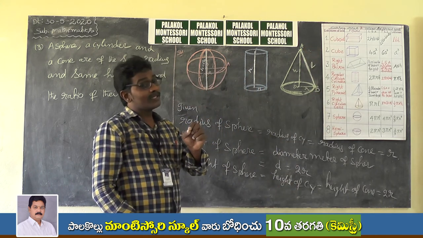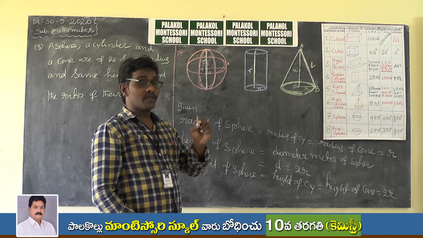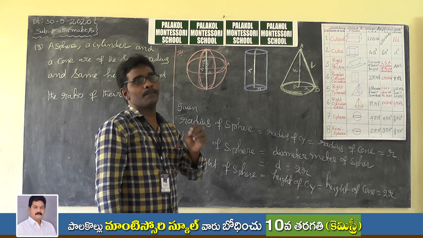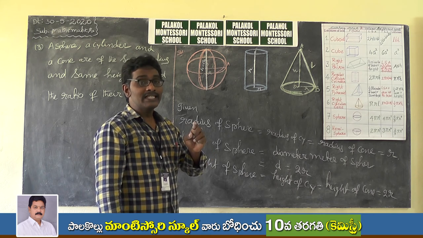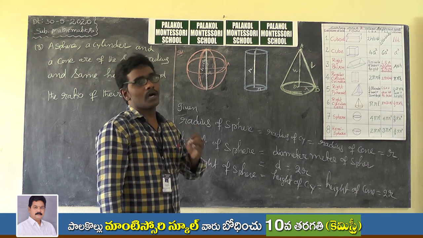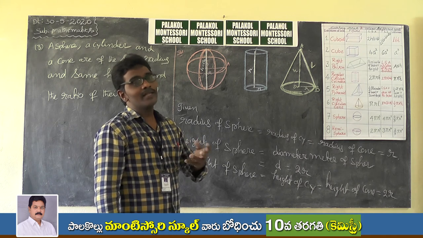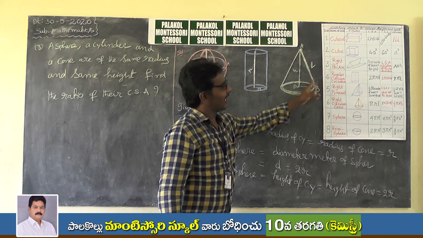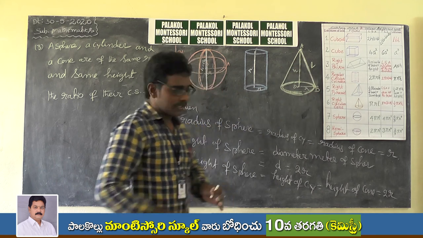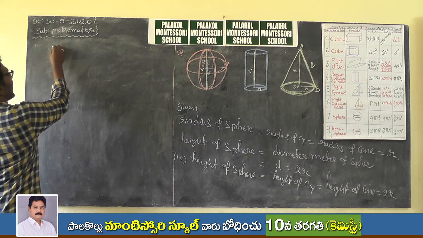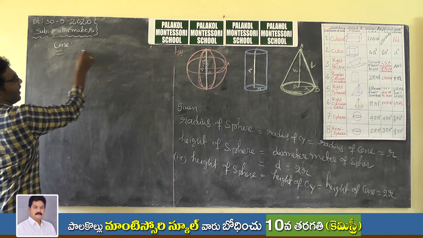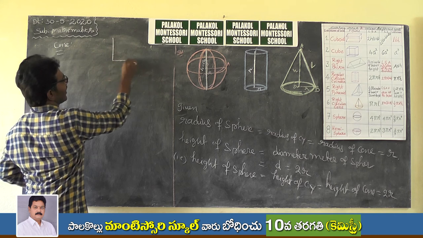Already remember the length is needed for the curved surface area of the cone. What is the curved surface area formula of the cone? Pi r L. In this case, the pi value is known, the R value is known, the L value is not there. First you find out the slant height of the cone, right? So for the cone, I draw a rough diagram.